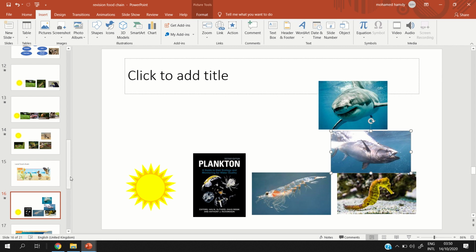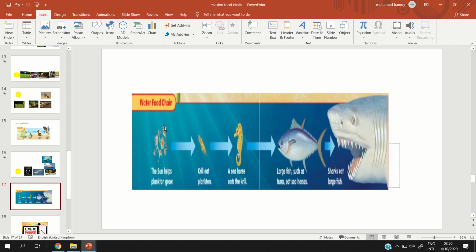So here it is, the water food chain. It starts from the sun, and the sun helps plankton to grow, and the krill eats the plankton, and the seahorse eats the krill. And the large fish like the tuna can eat the seahorse, and the shark eats the large fish. So here, which one is the predator?